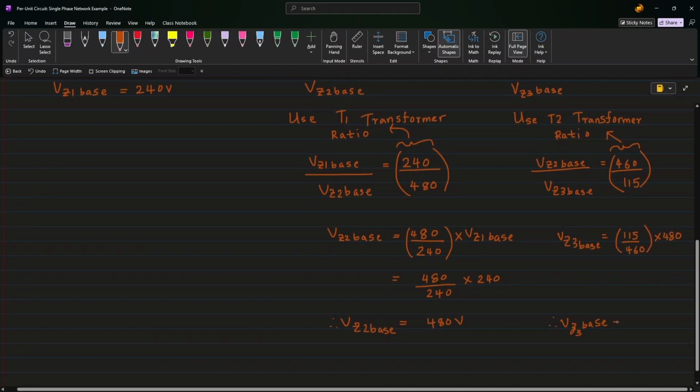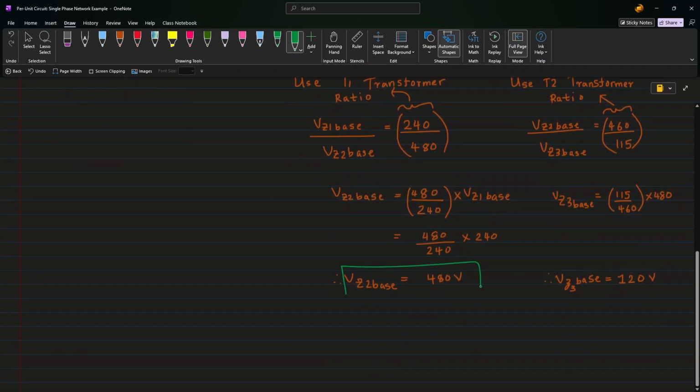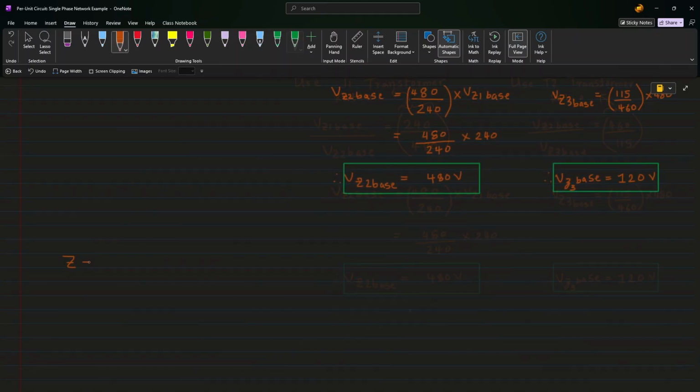So through this exercise, we have found the voltage bases of zone 1, zone 2 and zone 3. As one of the objectives is to draw the per unit impedance circuit, we can find the impedance bases of each zone. Let's call these the Z bases.